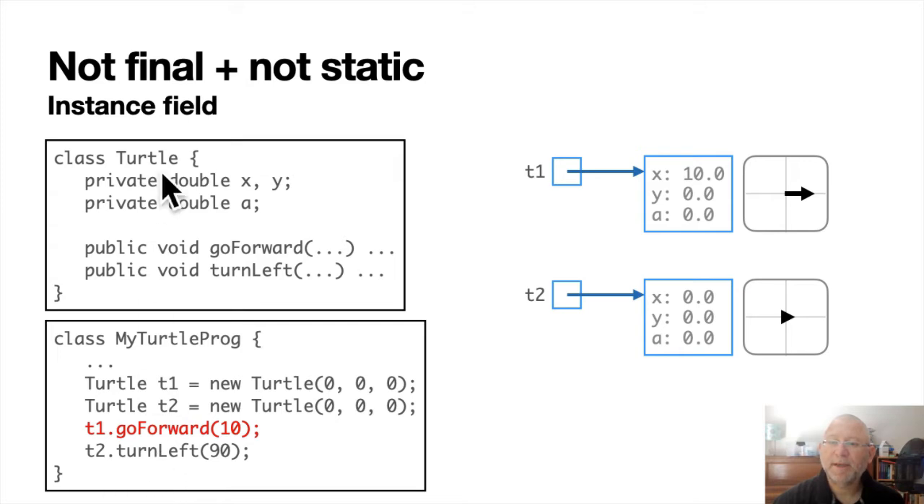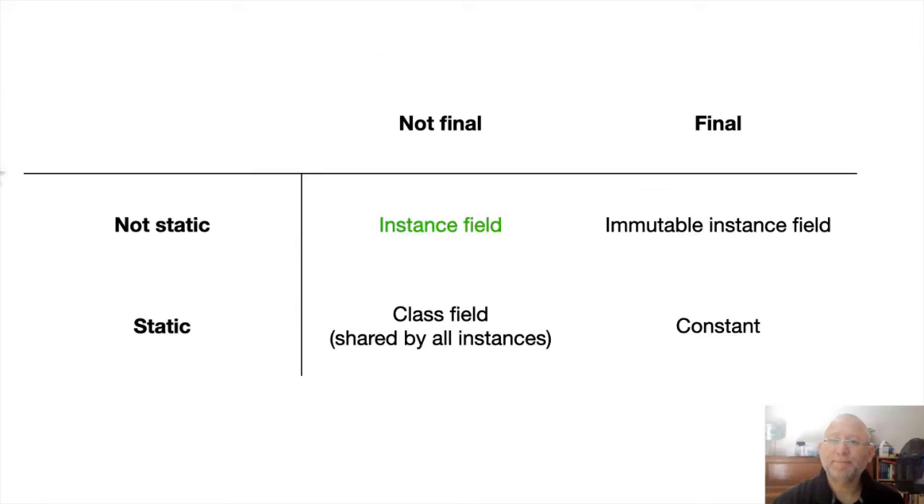And in the next line, I'm going to turn t2 left. So we call the turn left method on t2, and now t2 has changed its direction and its angle is changed, but its position is still 0, 0, and it is separate from t1. So these fields are instance fields. Every instance has its own copy, which it updates separately. Right. So that's not final and not static.